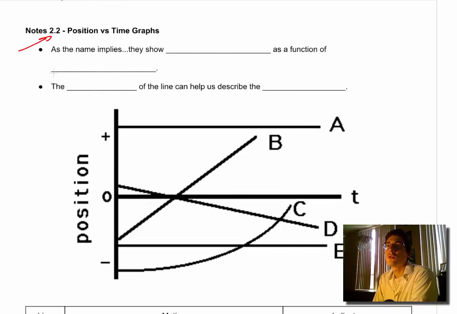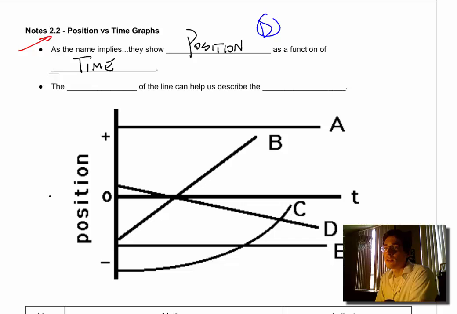This is video number 2 in our motion units, and today we're going to talk about position versus time graphs. The name implies that we are looking at position, or an object's spot in space, as a function of time. So, the position is changing based on the time. That means position is my dependent variable. It's over here on the y-axis. And time is the independent variable.